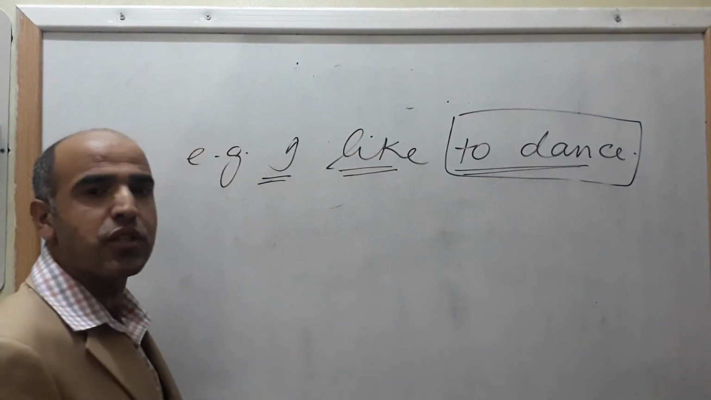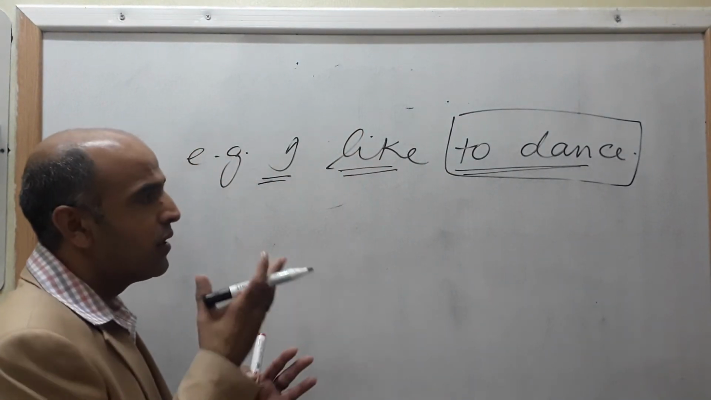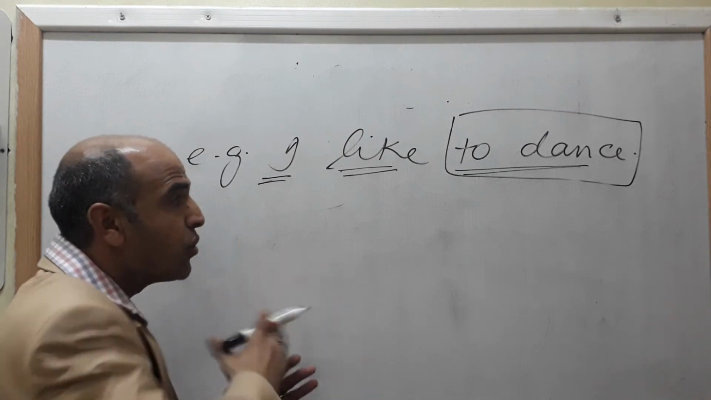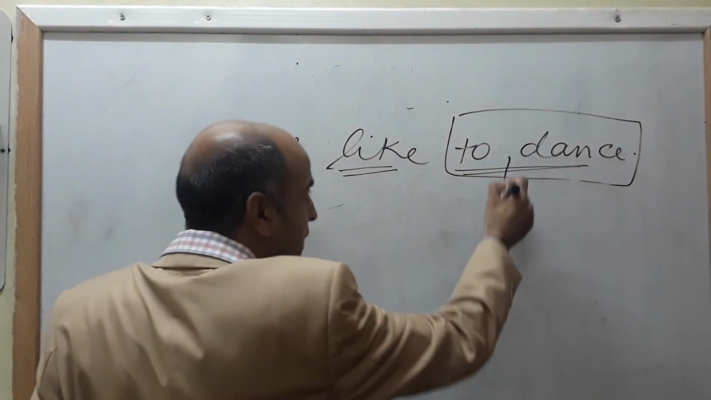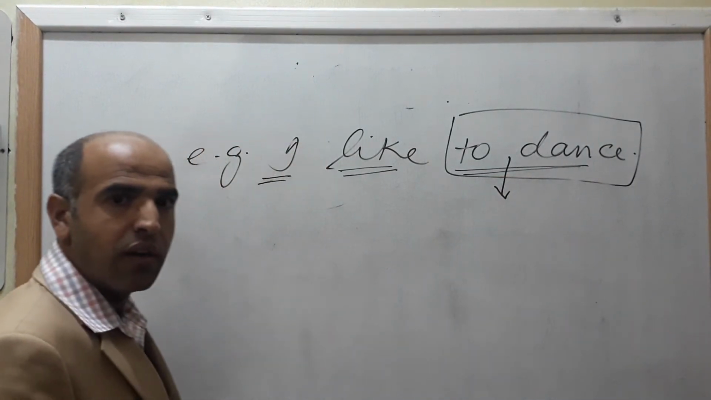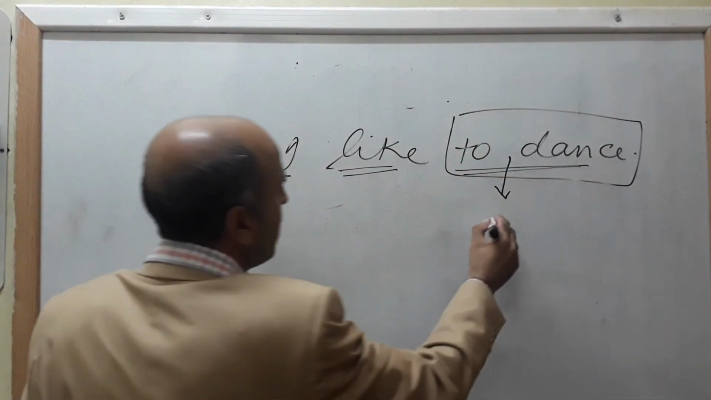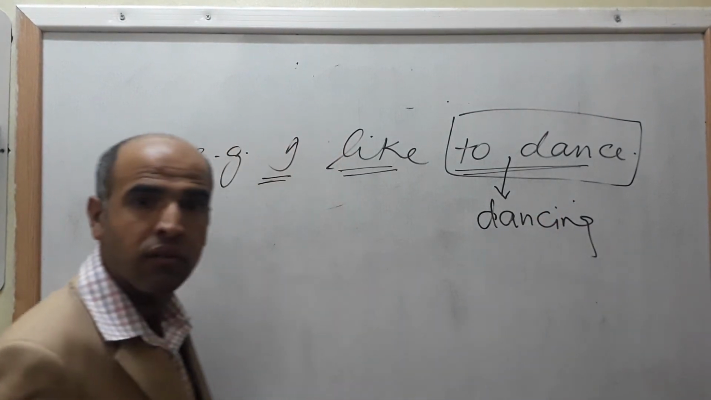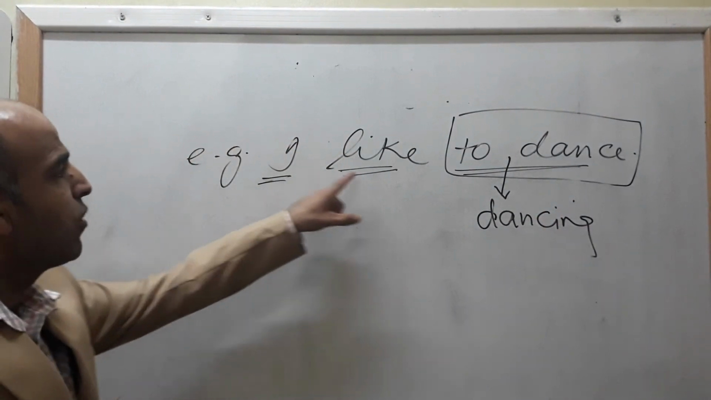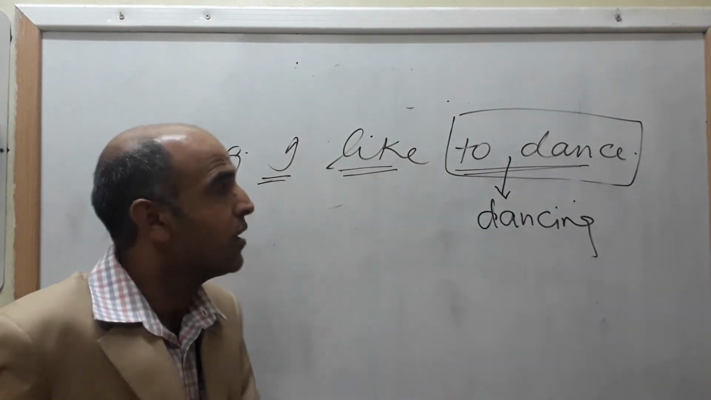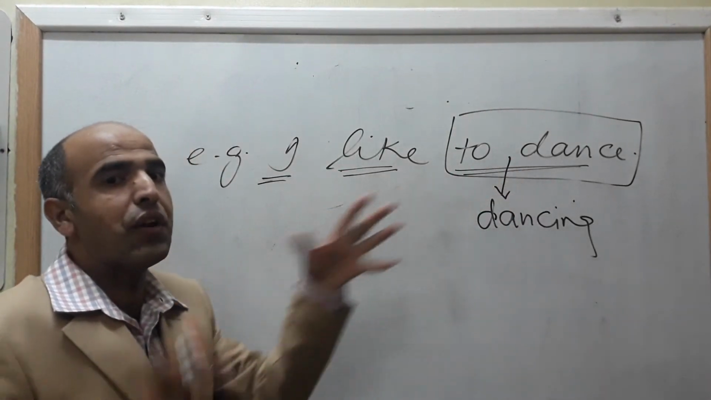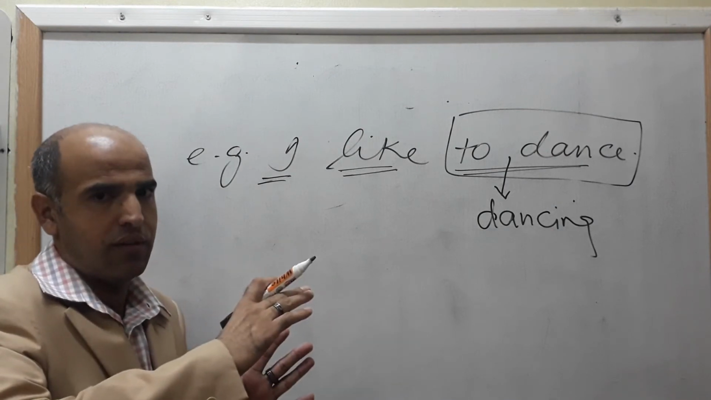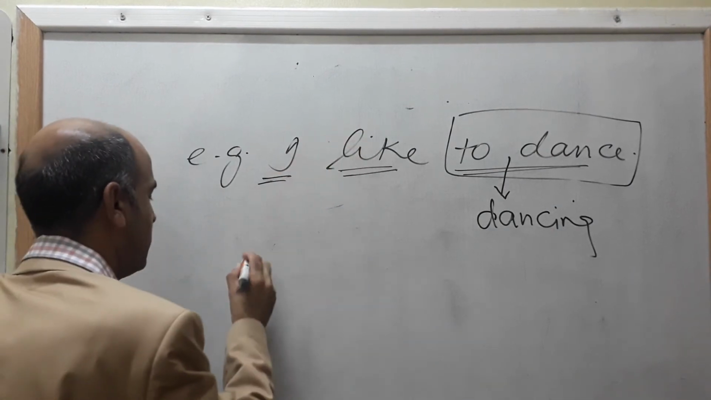Now to plus first form, the lexical form of the verb, dance. Clear? First form, dance. To dance. It could be substituted, it could be replaced by dancing. What do you like? Dancing. Clear? So here subject, verb and object. But here the infinitive could be used as an object of the sentence.